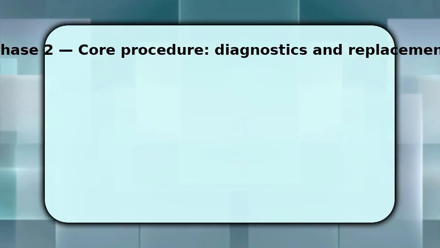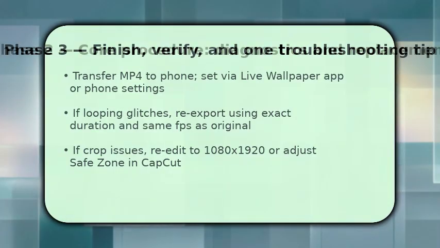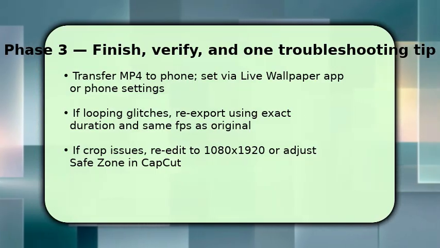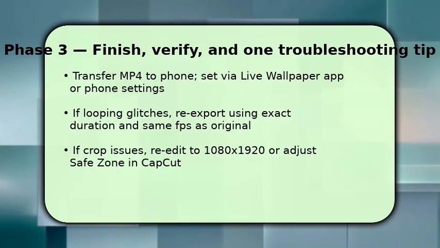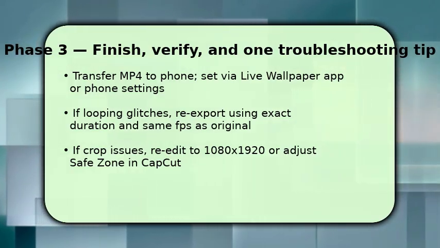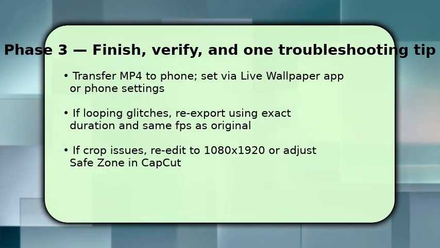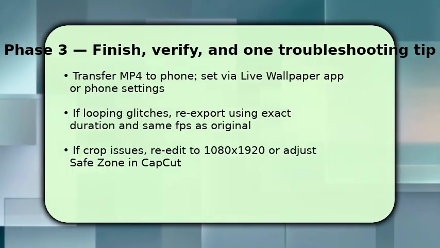Use a live wallpaper app or the system wallpaper picker to set the exported MP4 as your live wallpaper. Follow the app's instructions to enable looping. If you see stutter or a jump at the loop point, reopen the project and export with exact duration and matching FPS to the original.